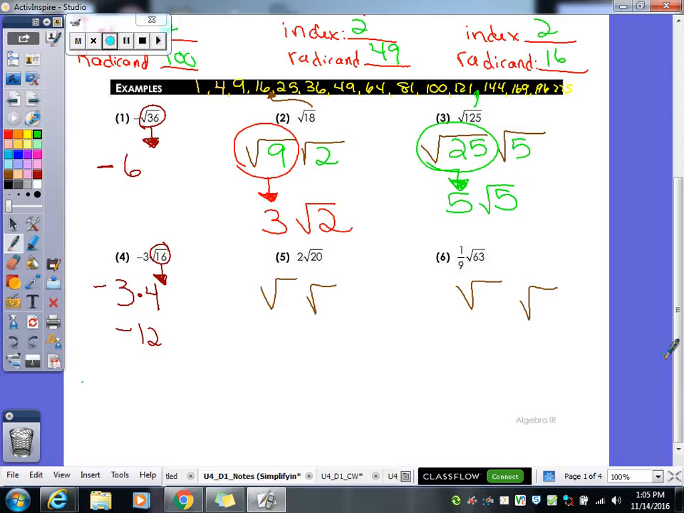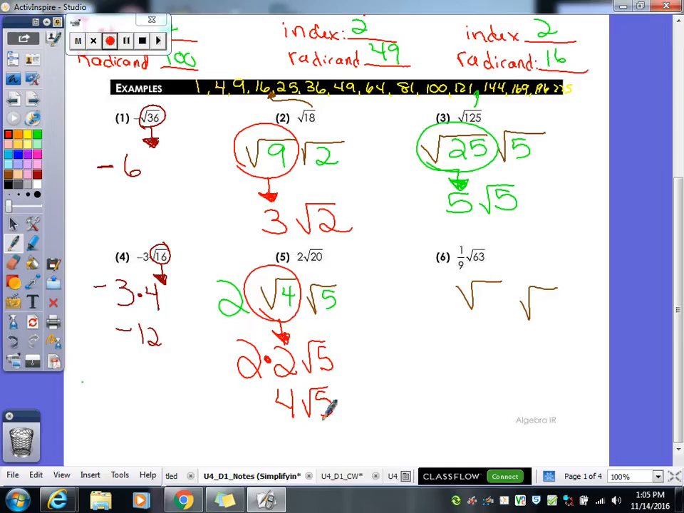All right. Here we're going to put a 2 on the outside. And 20 falls here. Can anybody guess what the biggest perfect that goes into 20 is? 4 times 5. I'm going to circle the 4. It's going to pop out as a plain old 2. I'm going to bring down this 2 from the outside first. The square root of 4 pops out as another 2. That's 2 times 2 radical 5. Then you multiply that for 4 radical 5.